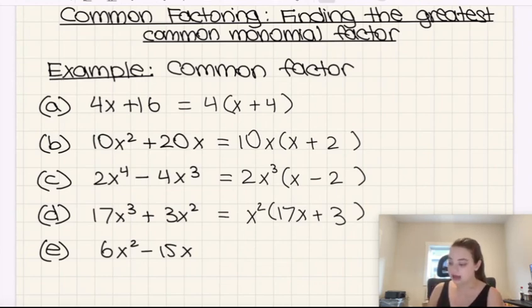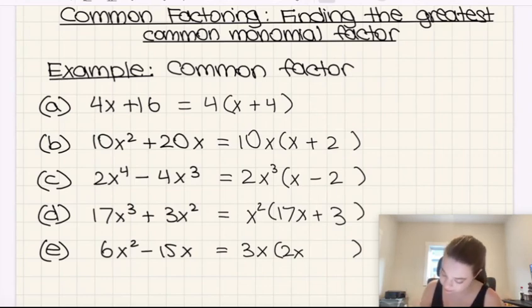Okay, great. Let's do the next one, E. We have 6x squared minus 15x. So what's the greatest common factor between 6 and 15? Well, that would be 3. So I'm going to put a 3 here. And then the greatest common factor between x squared and x would be x. 3x times what is 6x squared? Well, 3x times 2x is 6x squared. And then 3x times what is negative 15x? Well, 3x times negative 5 would be negative 15x. And there we go.